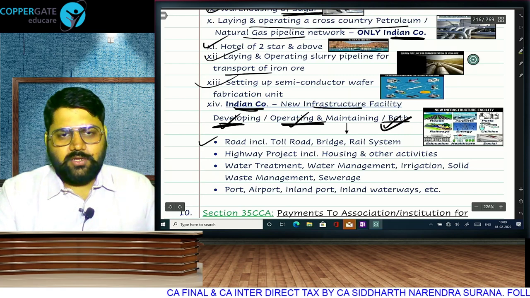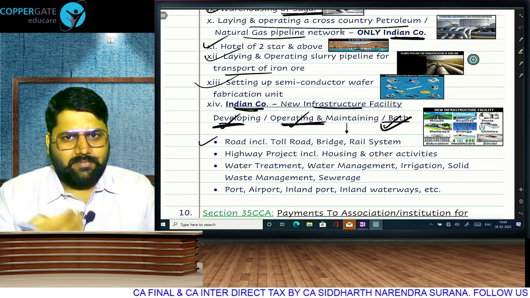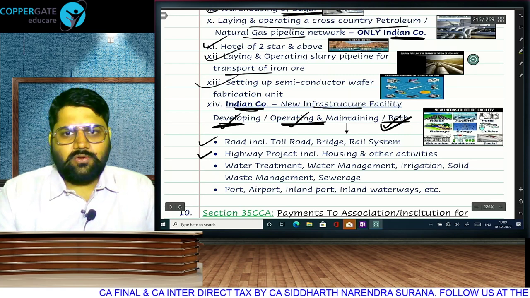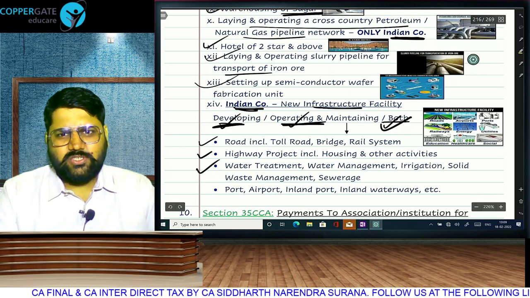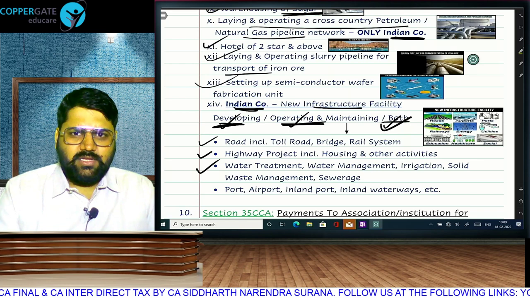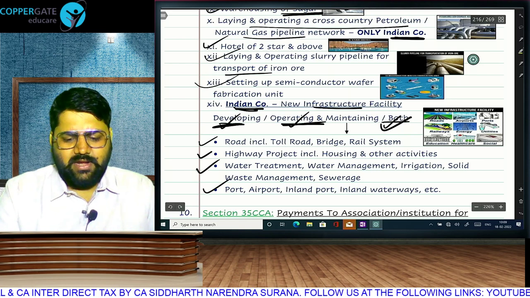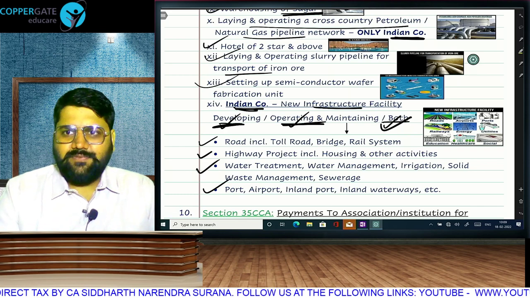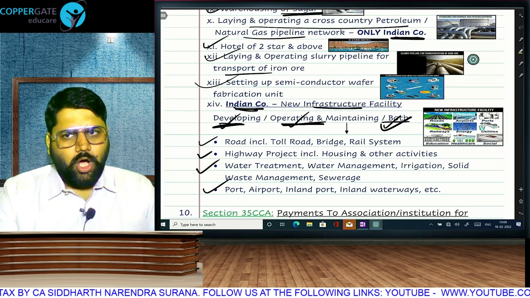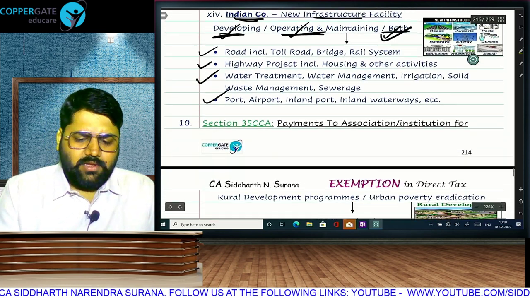A road including toll road, bridge or rail system like metro, monorail, highway project including housing and other activities. Water treatment, water management, irrigation, solid waste management, sewerage system, a port, airport, inland port, inland waterway, etc. If you have developed any of these, or someone else has developed and you are maintaining, or you have done both, then you are going to be eligible.